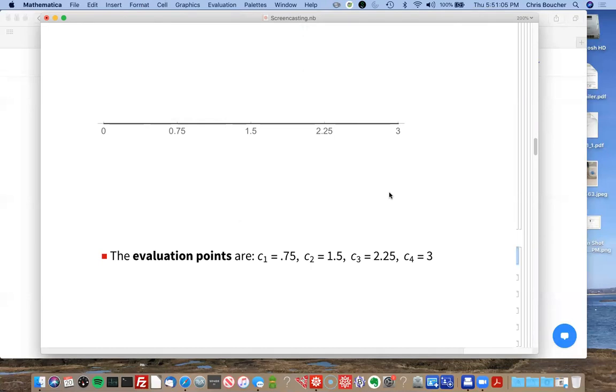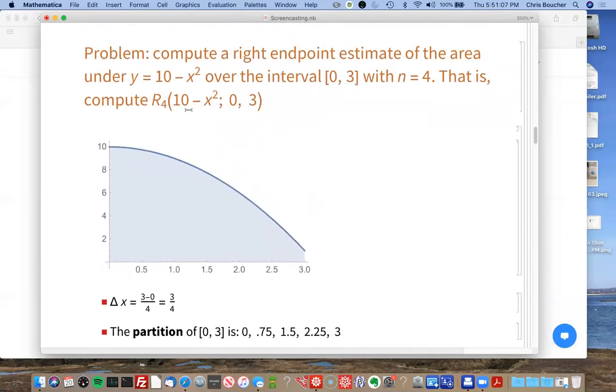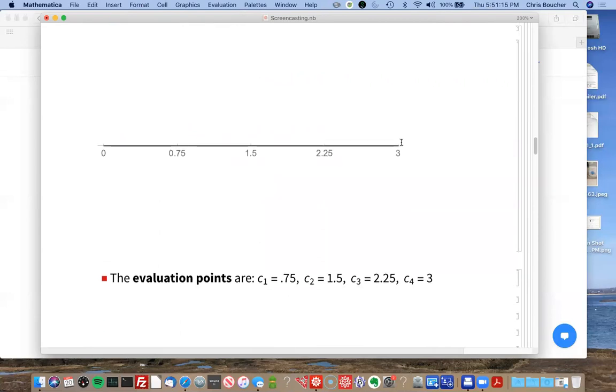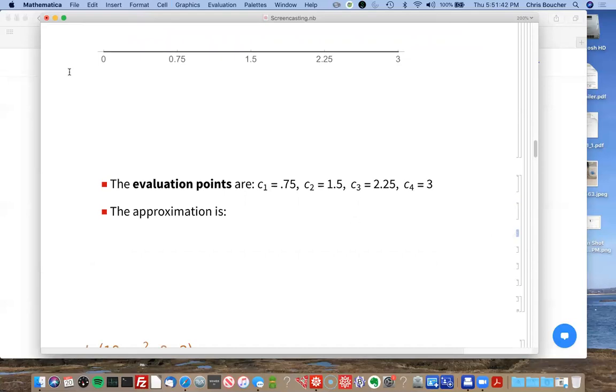Okay, so what are our evaluation points? Well, notice back here, this is a right endpoint approximation, and that dictates how we pick the evaluation points. It says you should go to each subinterval and use the right-hand endpoint. So for the first interval between 0 and 0.75, I'm going to use the right endpoint. That's 0.75. That's my C1. For the second interval from 0.75 to 1.5, the right endpoint is 1.5. That's my C2. C3 is 2.25, C4 is 3. And now I can kind of put everything together. The approximation is, we'll keep you in suspense.